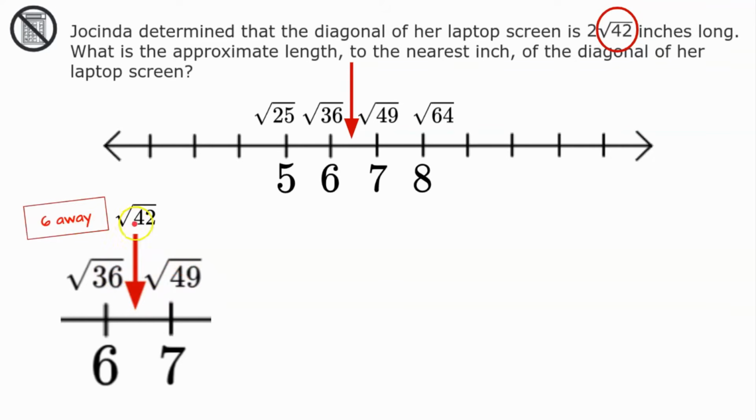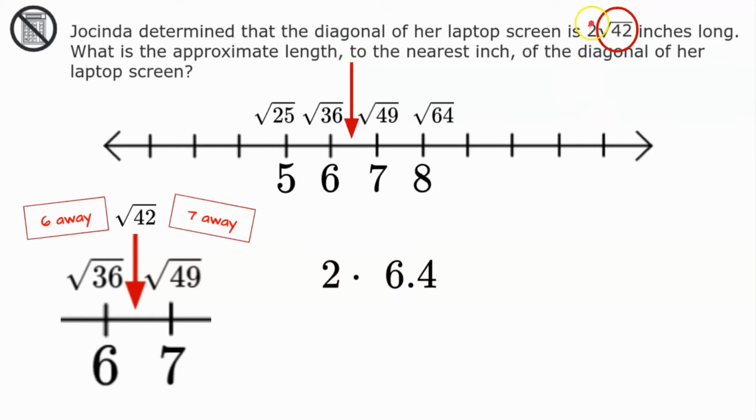It is 6 away from 36. 36 plus 6 is 42. 42 plus 7 is 49. So it's not quite halfway, right? It's closer to 36 and further away than to 49. So I'm going to estimate this to be about 6.4.